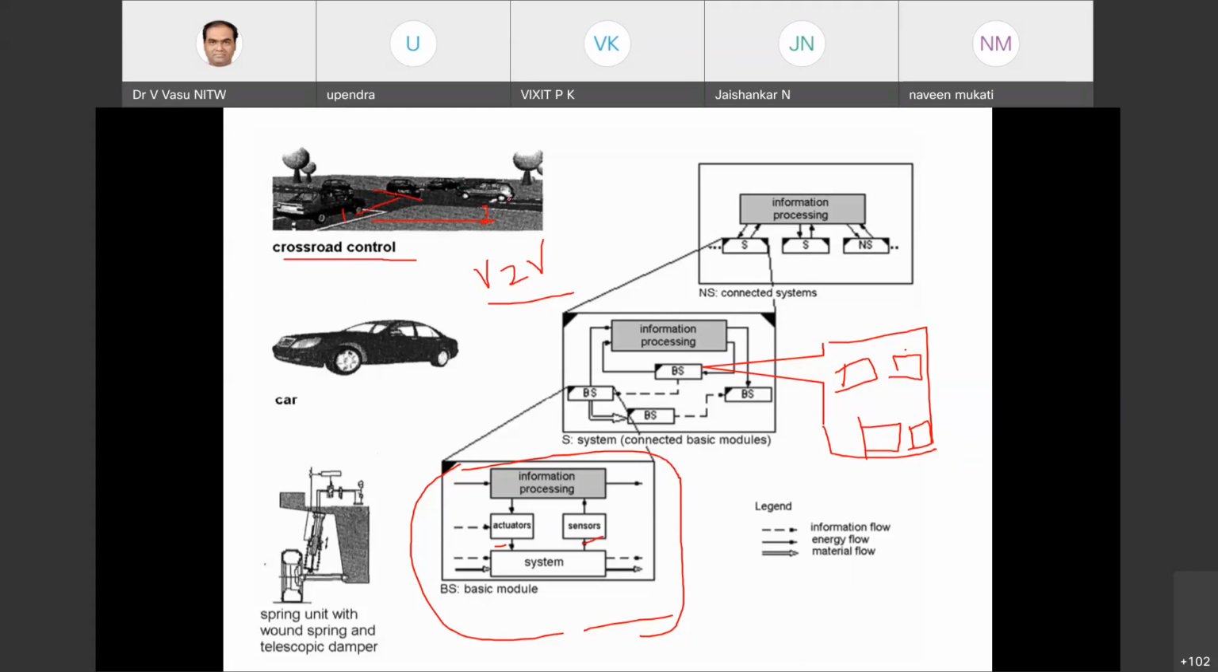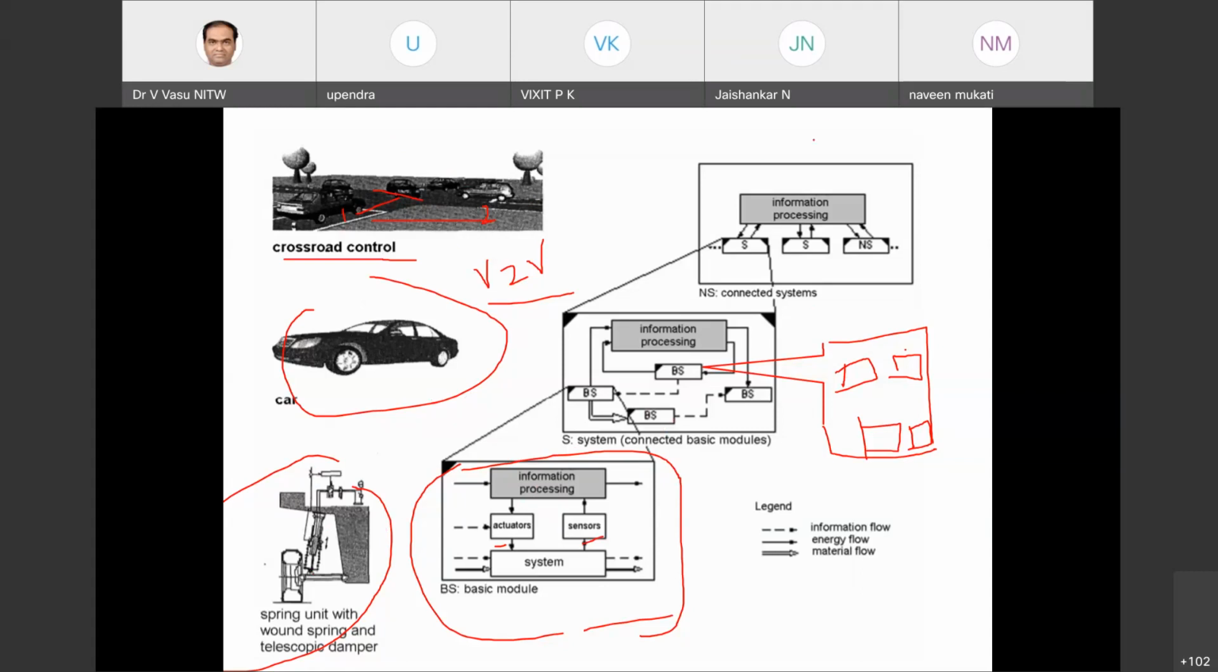If you want to develop or design a system for this type of thing, this is the main system, and the subsystems or modules are the cars. The different subsystems are the control base systems, such as which sensors and which actuators are going to be used. That is how you can design a mechatronic system.